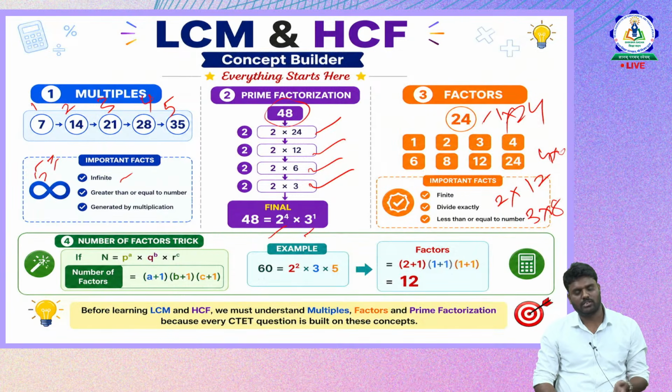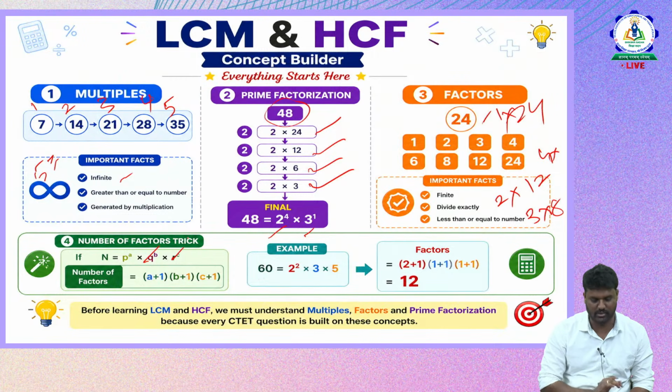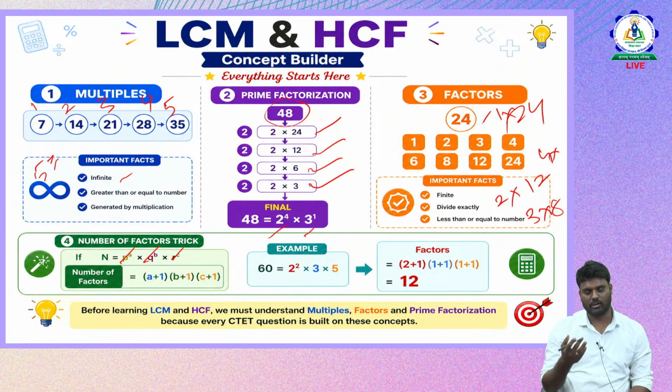Then there is another concept which we have to discuss. There are some questions where they ask, in order to identify how many factors can be found for a given number: if n is equal to p to the power of a, q to the power of b, and r to the power of c, the number of factors can be identified by applying this formula. The exponents become a plus 1, b plus 1, c plus 1, and multiplying them gives the number of factors formed by the given number.